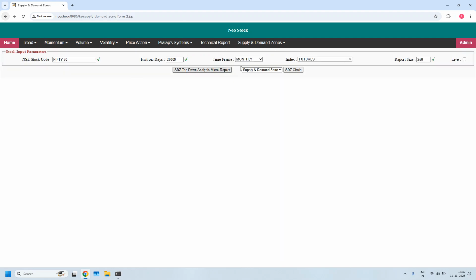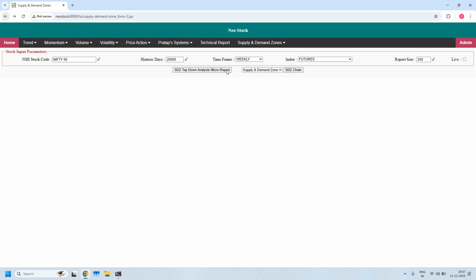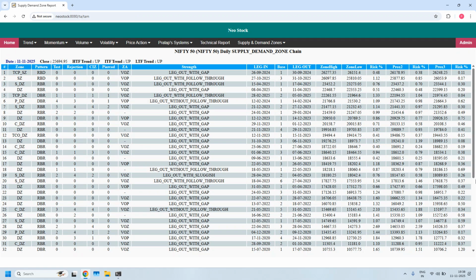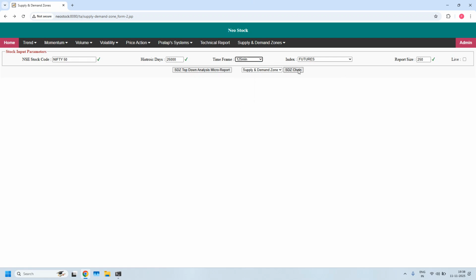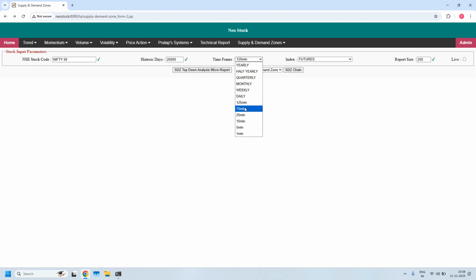Okay, next, generating a weekly supply demand zone chain for NIFTY. Next, generating daily supply demand zone chain for NIFTY. Next, generating 125 minutes supply demand zone chain for NIFTY. Next, generating 75 minutes supply demand zone chain for NIFTY.